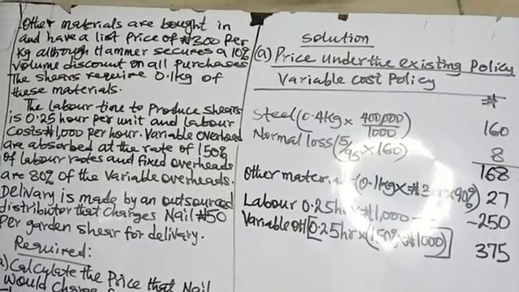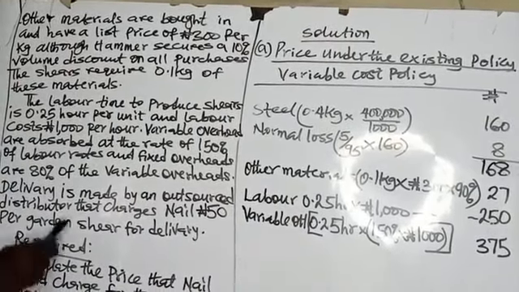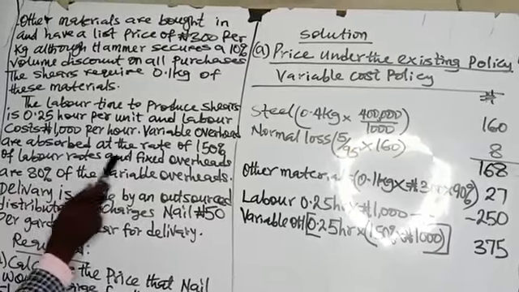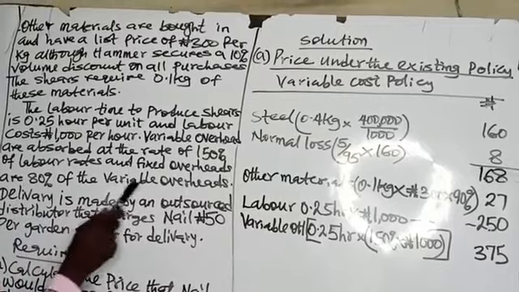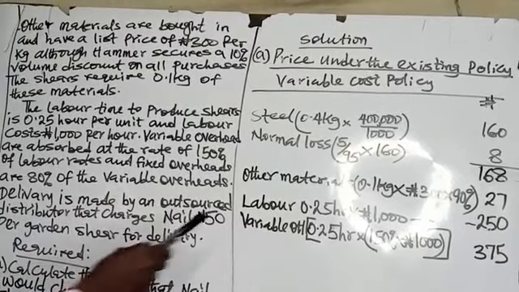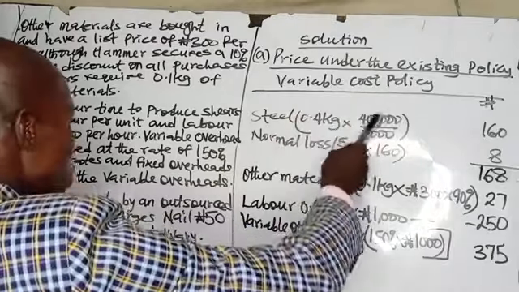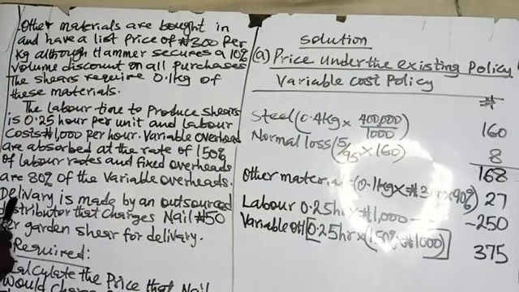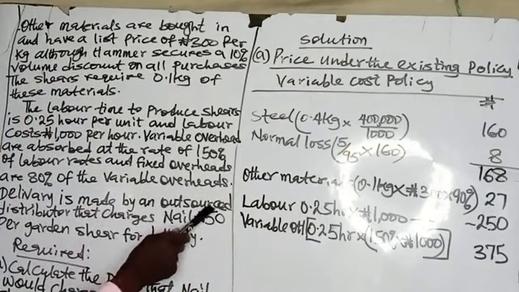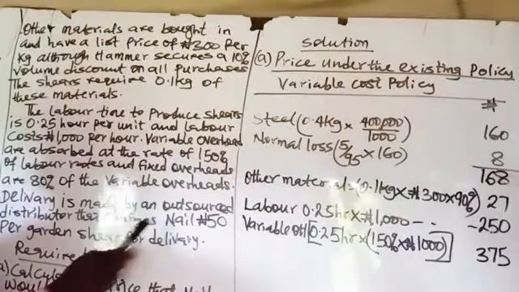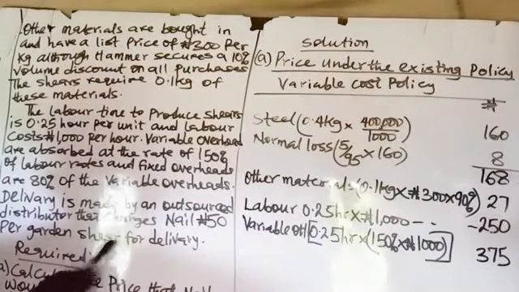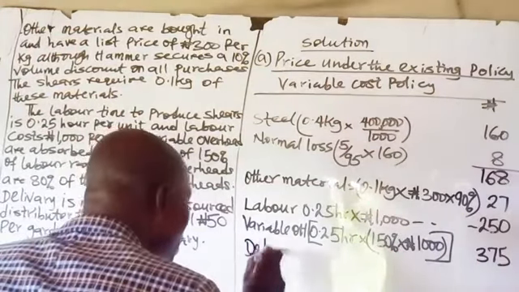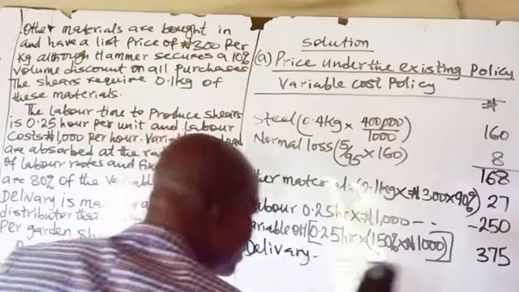Back to the question. Our fixed overheads are 80% of variable overheads. Remember, we are under the variable cost policy, so the fixed overhead will be excluded. Delivery is made by an outsourced distributor that charges 15 naira per garden share for delivery.